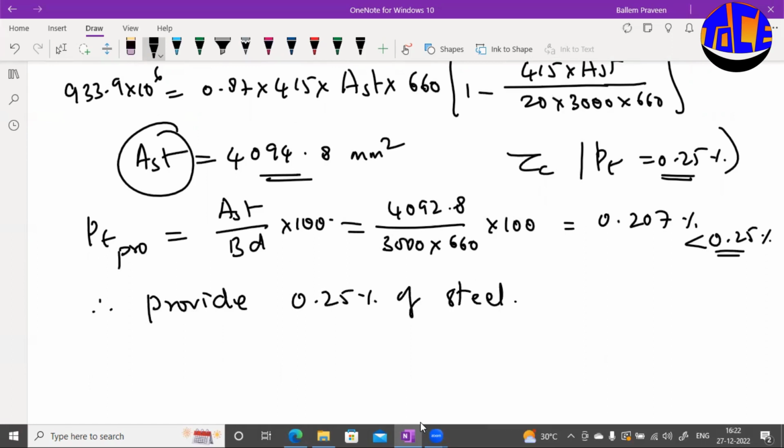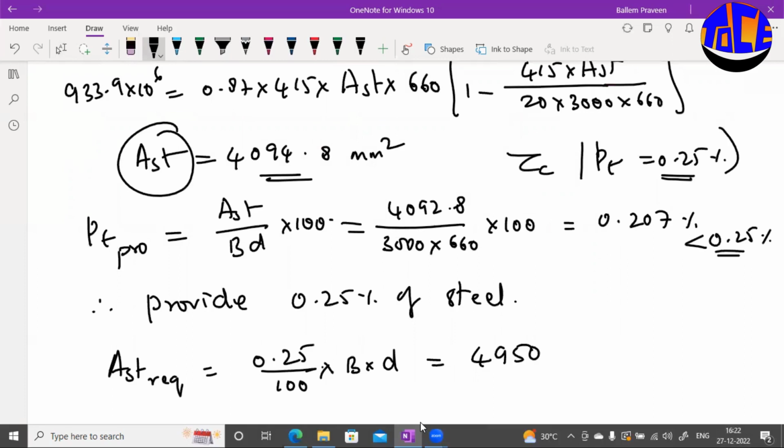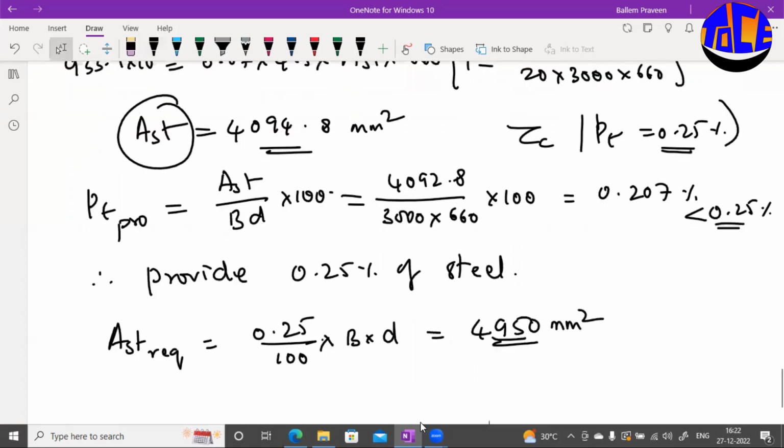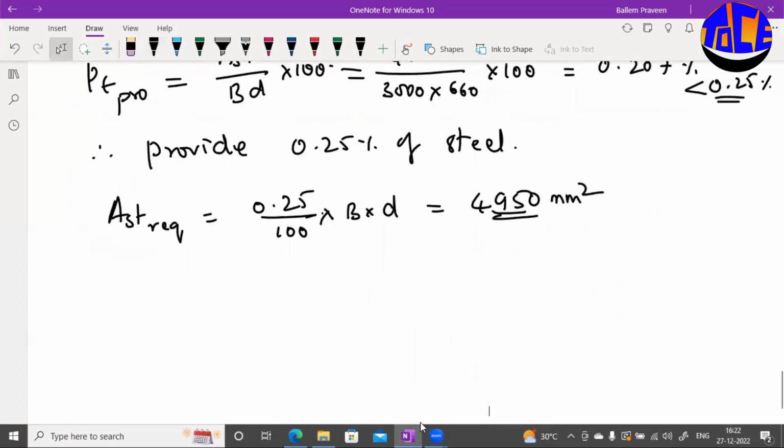Okay, so therefore AST required will be 0.25 divided by 100 into B into D. So if you calculate this, it will come around 4950 mm square. Okay, so 4950 mm square is provided in both the directions. If it is a rectangular footing, you will get two values, in X direction and Y direction.